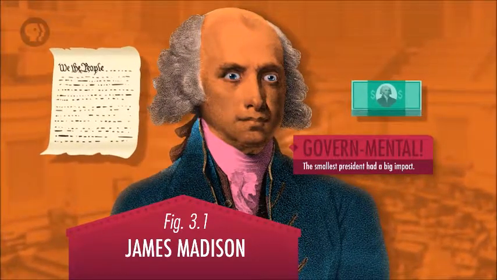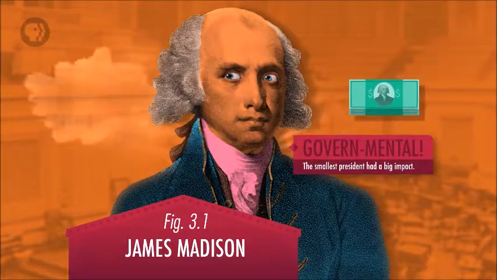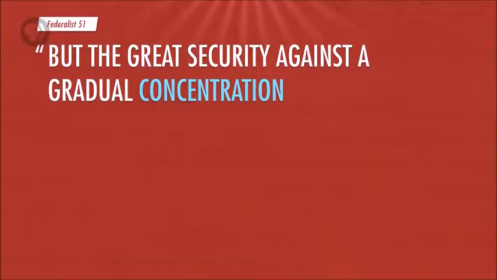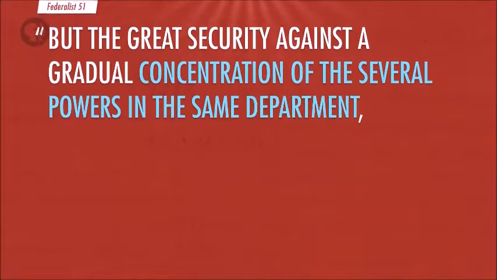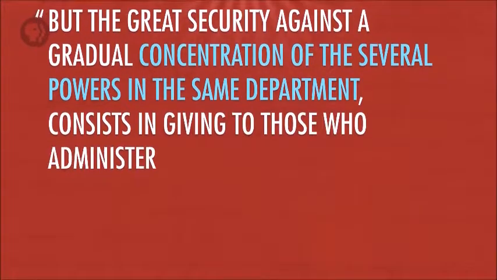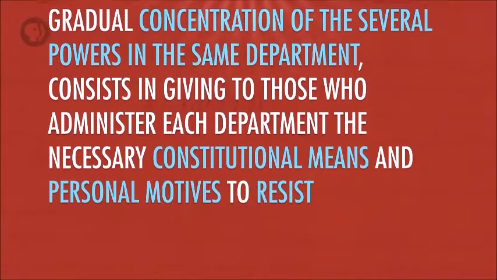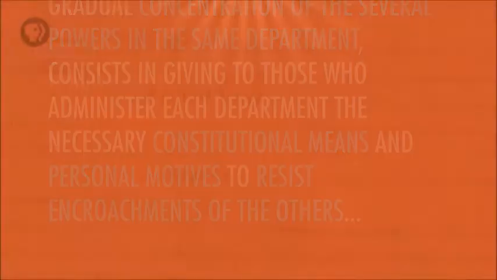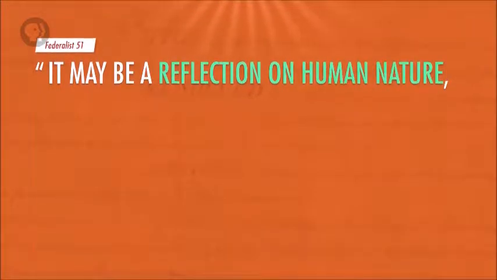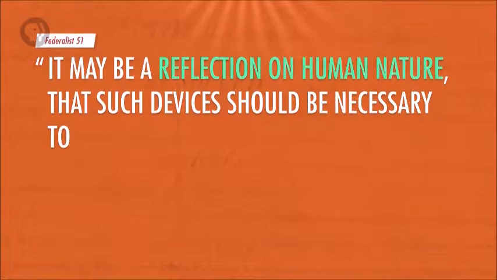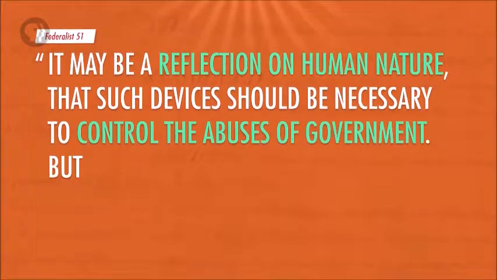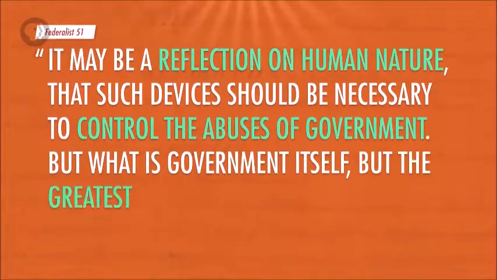In Federalist 51, the title of which also contains the phrase checks and balances, Madison wrote, "But the great security against a gradual concentration of the several powers in the same department consists in giving to those who administer each department the necessary constitutional means and personal motives to resist encroachments of the others. It may be a reflection on human nature that such devices should be necessary to control the abuses of government. But what is government itself but the greatest of all reflections on human nature?" That's right, he wrote with an accent. Don't know how that's possible.